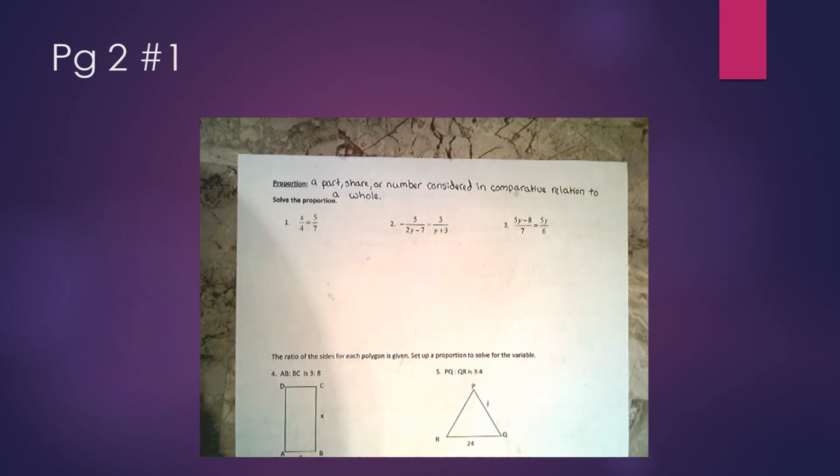Okay, so we have made it to page 2. What they want us to do to start this one for number 1 is solve the proportion. It says x over 4 is equal to 5 over 7. So what we are actually going to do is do our cross multiplication, or as Miss Music tells me I'm supposed to say it, cross product. Hint, it's the same thing.